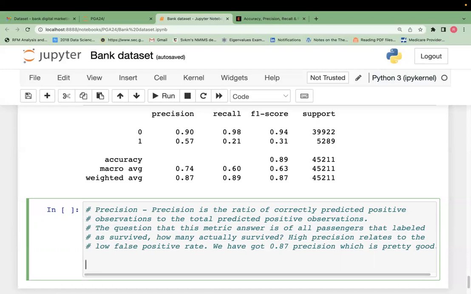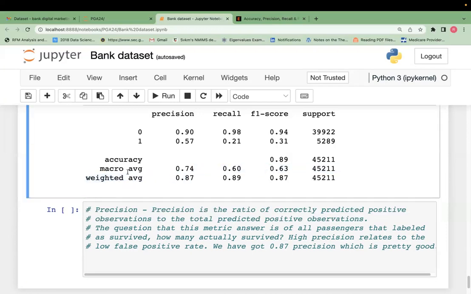High precision relates to low false positive rate. That means high precision is a good thing. If your precision metric is high, it is good. Now overall precision is good. You can see here the weighted average and macro average of the precision is good. But if you look at the precision of the minority class, it is bad. This we call imbalanced data.